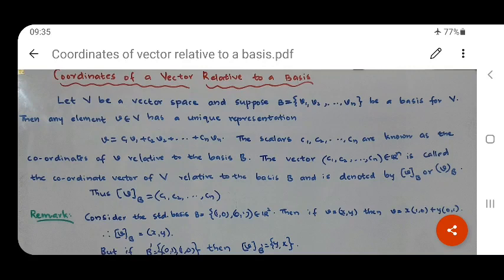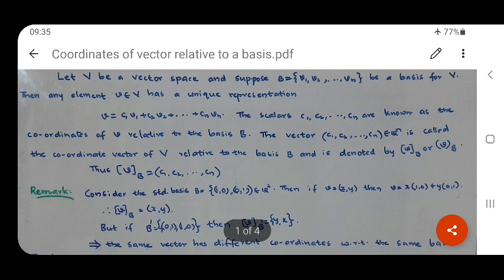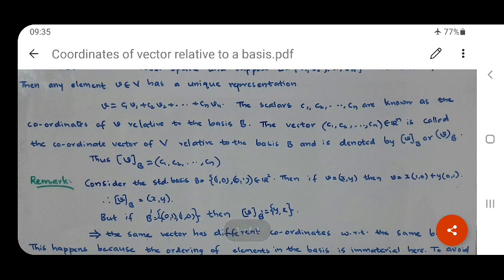We discussed the concept regarding the coordinates of a vector with respect to a basis. Let V be a vector space, and suppose B equals {v1, v2, ..., vn} be a basis for V. Then we know that any element of V has a unique representation. Suppose v is an element of V. Then v has the unique representation c1 v1 plus ... plus cn vn.